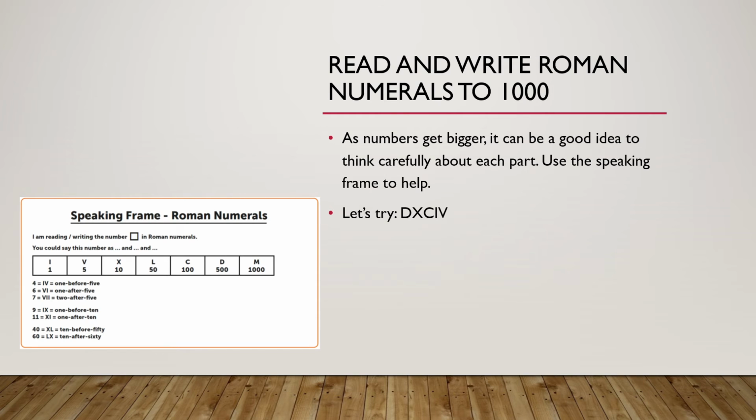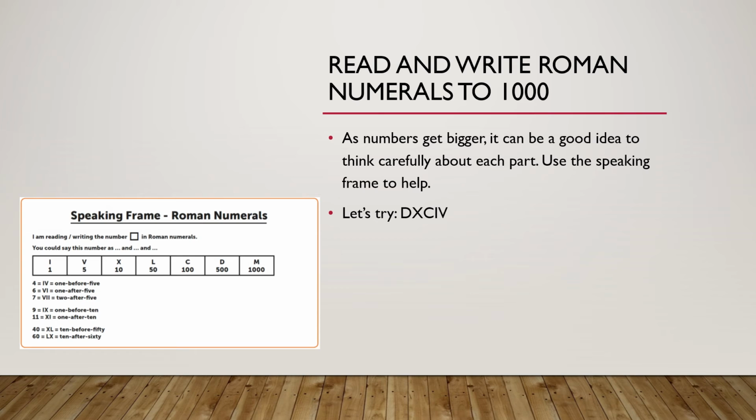Now, as the numbers get bigger, it can be helpful to think about it bit by bit and talk about them. And I've got a speaking frame here we can use to help, so we're going to try this. We're going to try it with DXCIV. So I'm reading or writing the number DXCIV in Roman numerals. You could say this number as, let's see, D. D is 500, so we can say 500 and XC. C is the next biggest one, so we want D, XC. That means 500 and 10 less than 100. 10 less than 100 is 90. And then we've got IV.